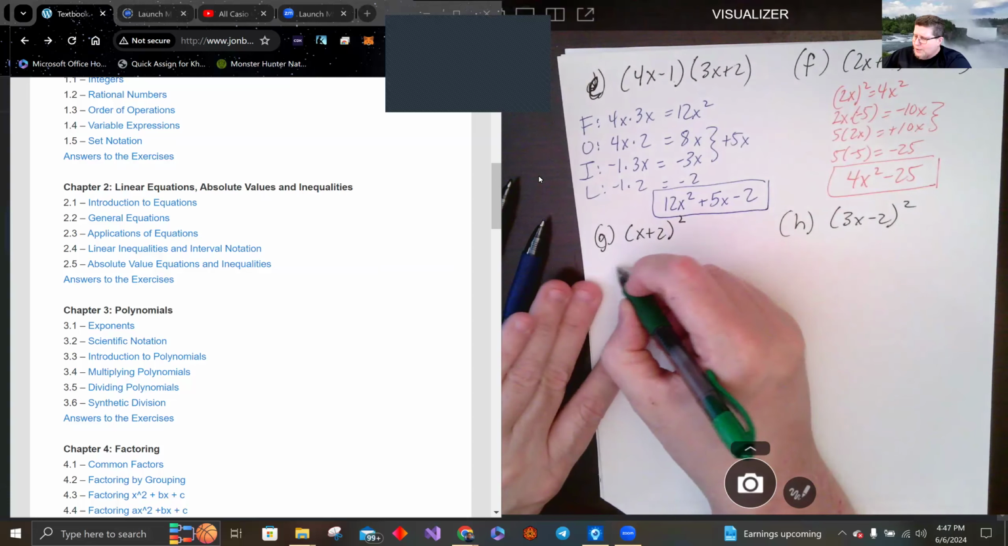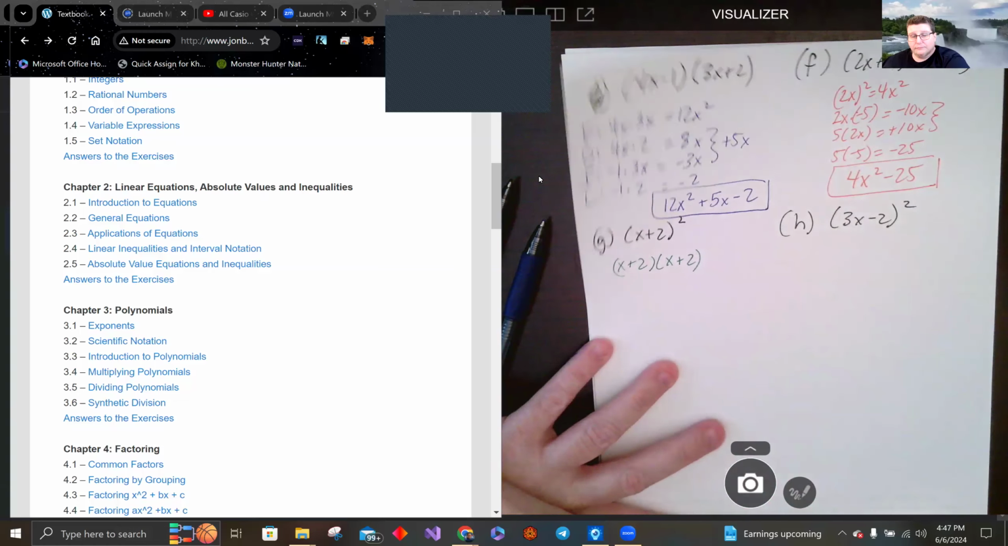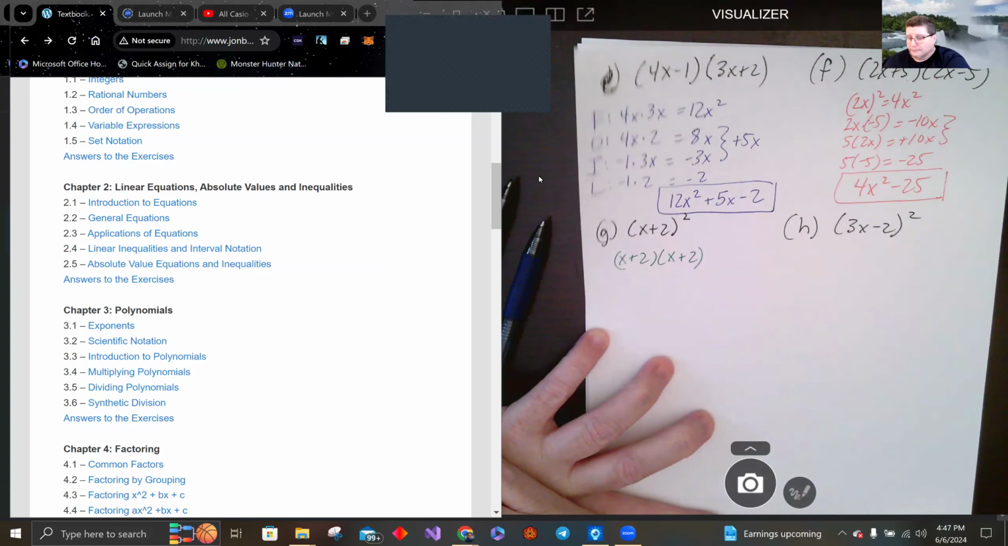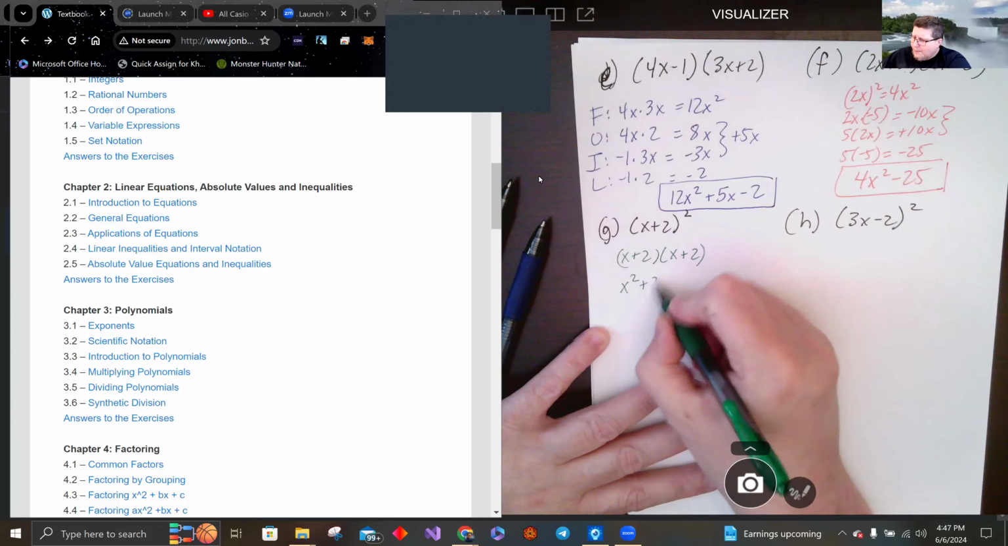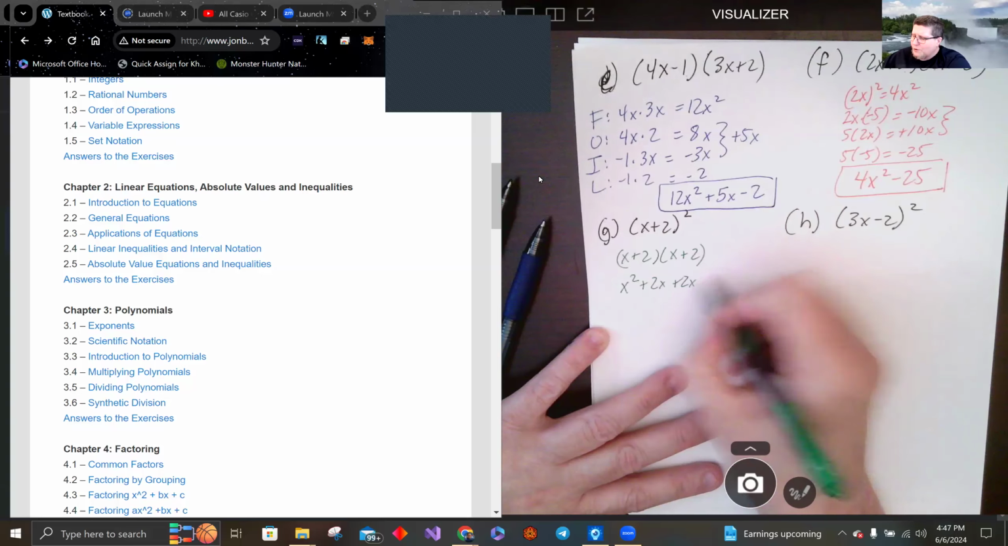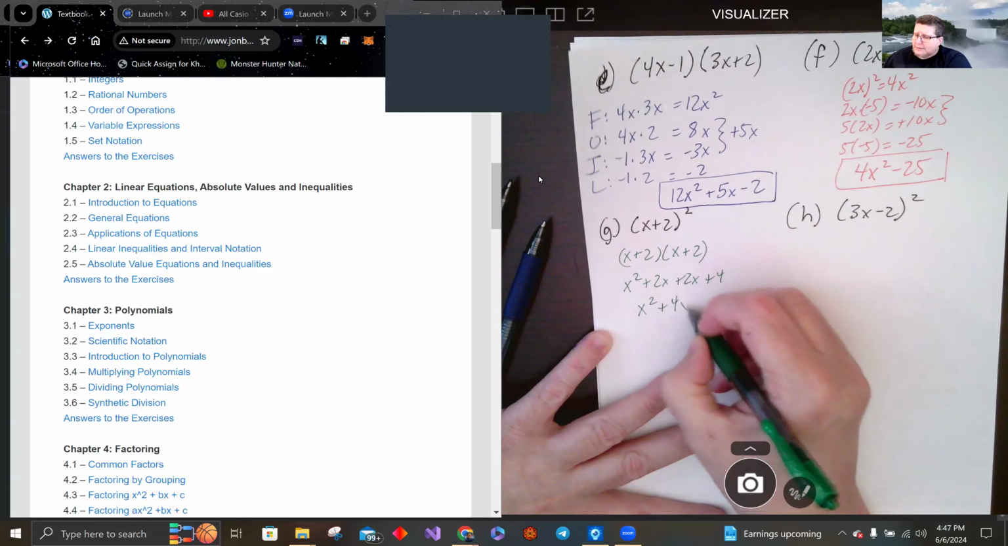X plus 2 squared, you can't just square them individually. You have to multiply it out. So I get x squared plus 2x plus another 2x plus 4. I get x squared plus 4x plus 4.